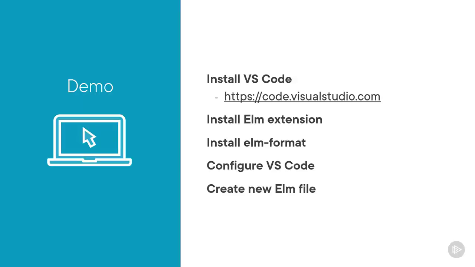We achieved quite a lot in this clip. We installed Visual Studio Code, the Elm extension, and formatting tool. We configured Visual Studio Code to format code automatically, and we created a new Elm file with two variables which we accessed from the Elm REPL.